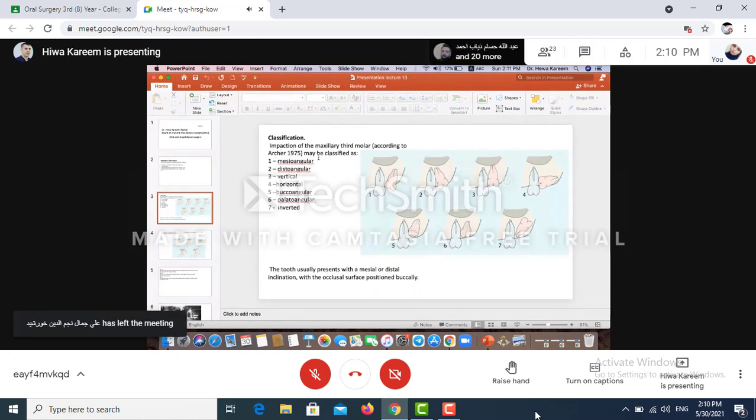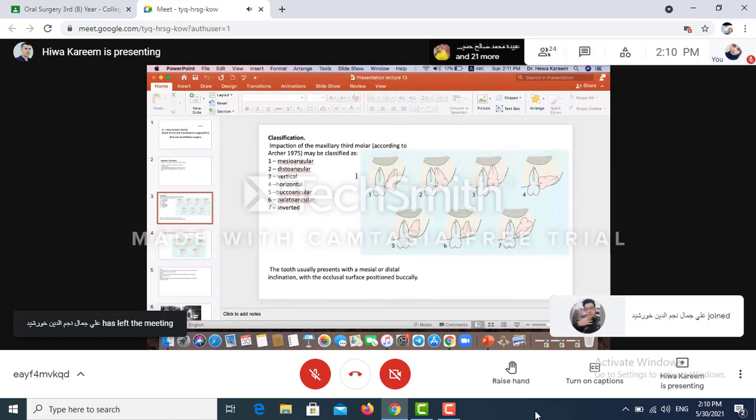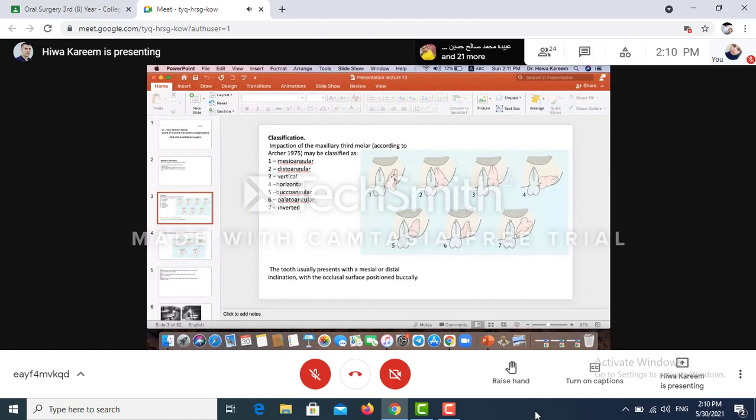According to the angulation, first mesioangular. This is mesioangular, the tooth is inclined mesially, like this. And the second one, distoangular, the tooth inclined distally. And third one, vertical, like this. Vertical. And horizontal, like this.